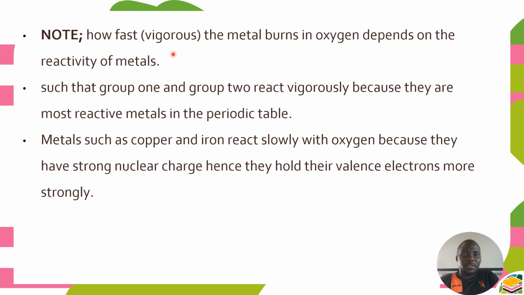Note how fast the metal burns in oxygen depends on the reactivity of the metal. What does this statement mean? Some of the metals are more reactive and others are less reactive. Metals, to be stable, are supposed to lose electrons. Hence, the one which releases electrons more easily is more reactive, unlike the one which holds the electrons more strongly. Group 1 and group 2 are the most reactive metals because they react vigorously.